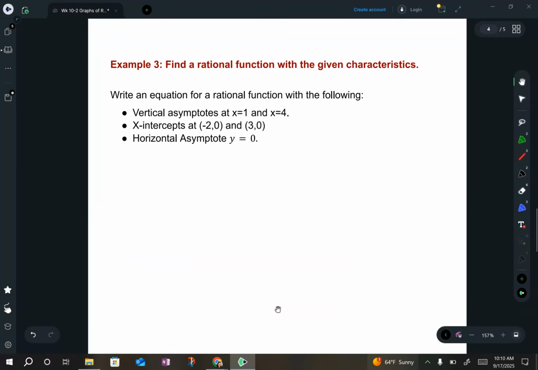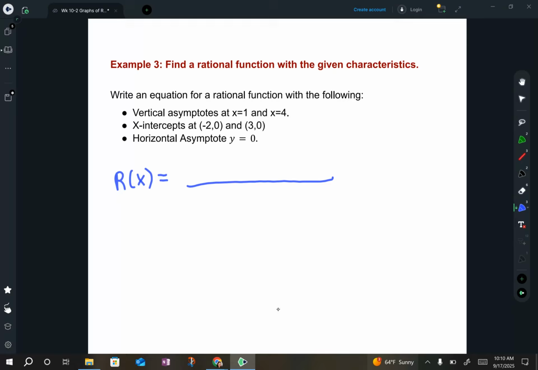All right, so what we're going to work on now is finding a rational function that has specific characteristics. So kind of going backwards from what we have been doing. So the first thing we're interested in is going to give us a bunch of information. We want a rational function that has vertical asymptotes at x equals 1 and x equal to 4. We want it to have intercepts at -2 and 3. And we want it to have a horizontal asymptote at y equal to 0. So let's see if we can build up this rational function. I'm just going to call it r of x.